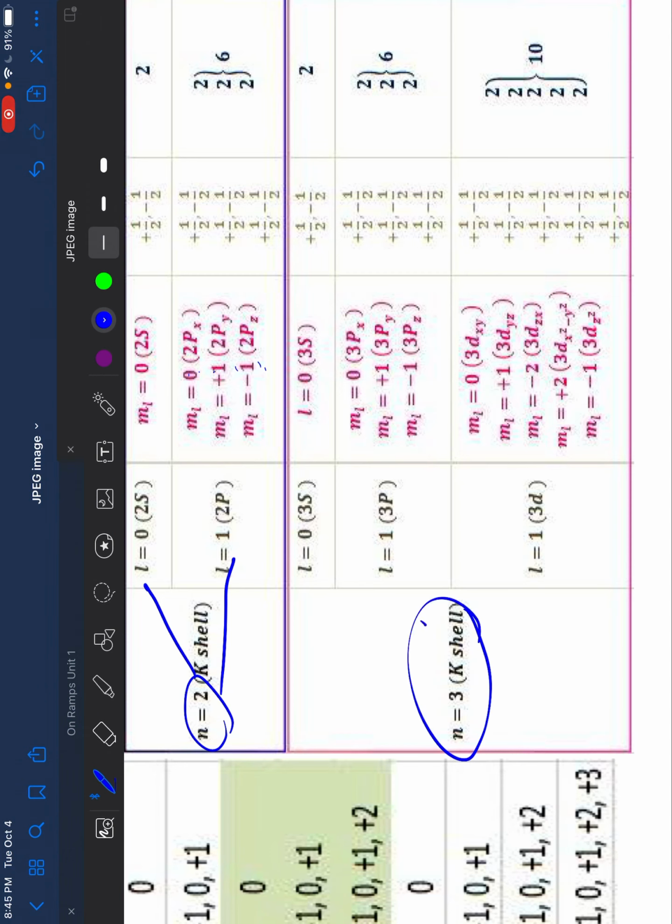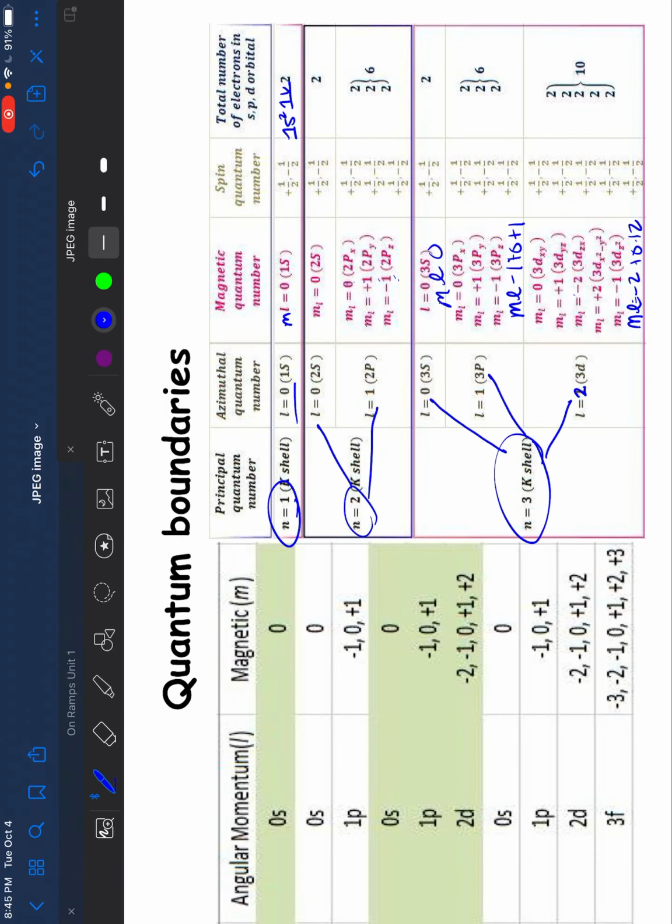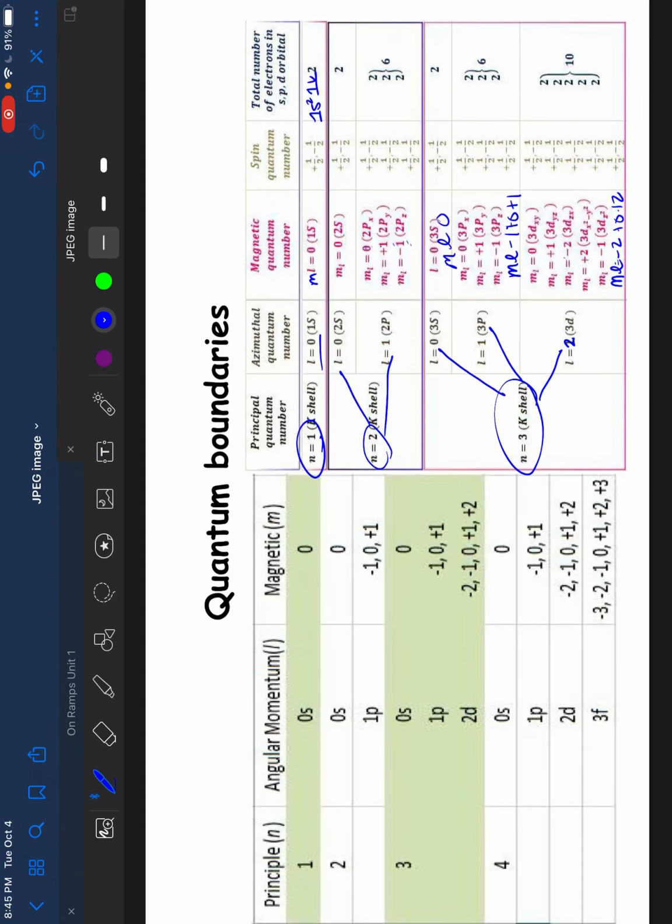Okay, and then it goes on and on. N equals 3, now you have S, you have P, and you can also have D. And again, their L values are 0, 1, and 2. So for D, ML will be negative 2 to positive 2. In P, it'll be negative 1 to positive 1. And for S, ML is obviously 0.